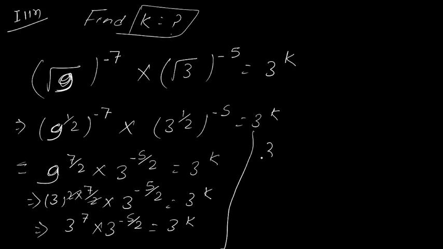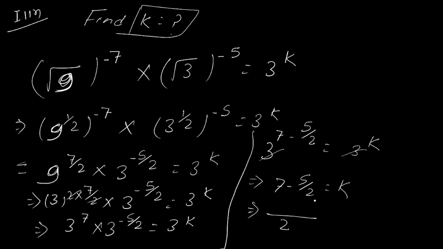So 3, now 7 minus 5 by 2. I believe no one has doubt till here. No sir. Now see, bases are equal, so the powers can be equated. Just now I told you the rule. So 7 minus 5 by 2 equal to k, and doing the LCM, 7 times 2 is 14 minus 5, so 11 by 2 equal to k, right?